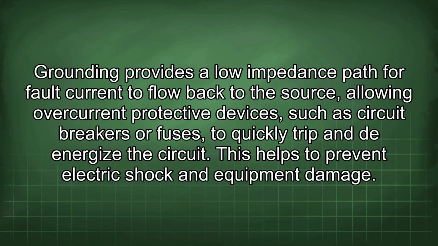Grounding provides a low impedance path for fault current to flow back to the source, allowing overcurrent protective devices, such as circuit breakers or fuses, to quickly trip and de-energize the circuit. This helps to prevent electric shock and equipment damage.